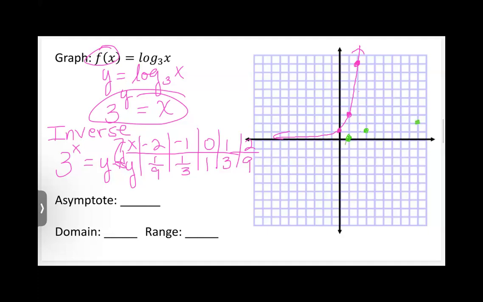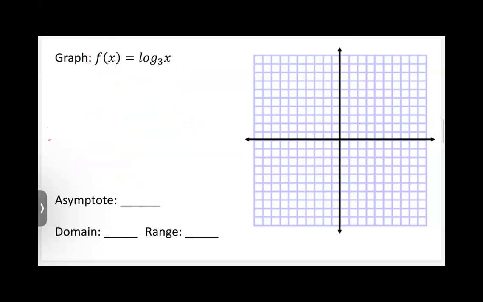And then it gets closer, closer, closer to the y-axis, which is x equals 0. So the asymptote is x equals 0. Domain, x is greater than 0. Range is all real numbers. Okay. Let's see what's next.